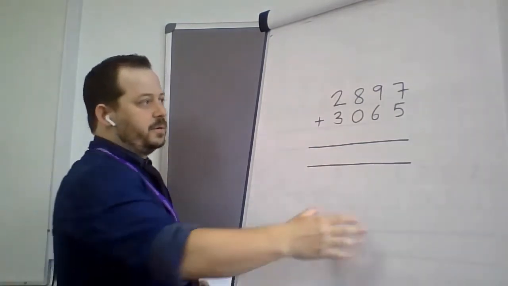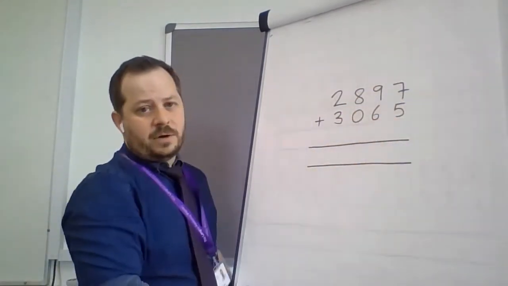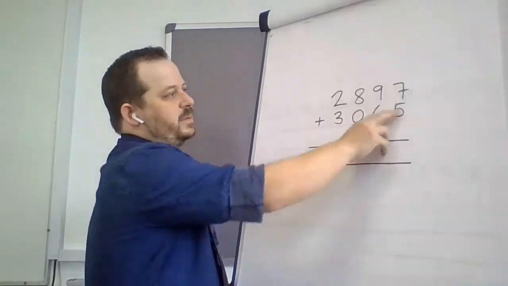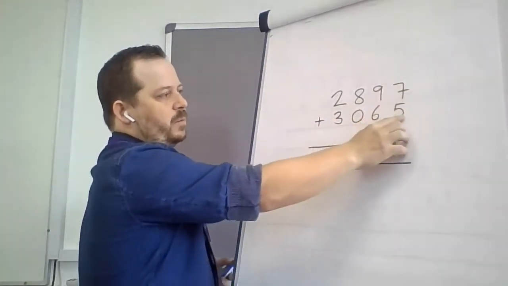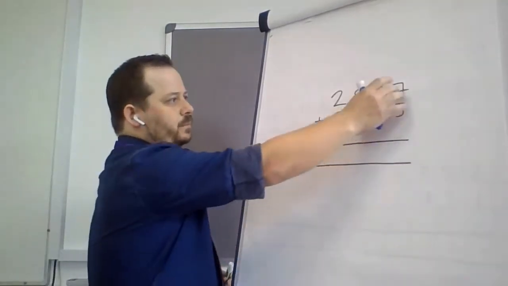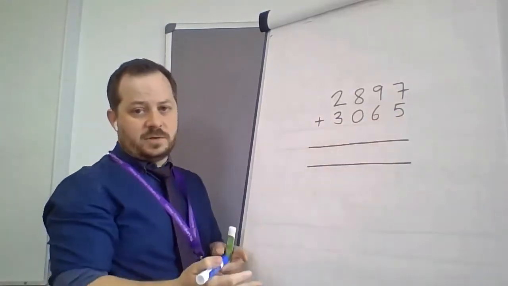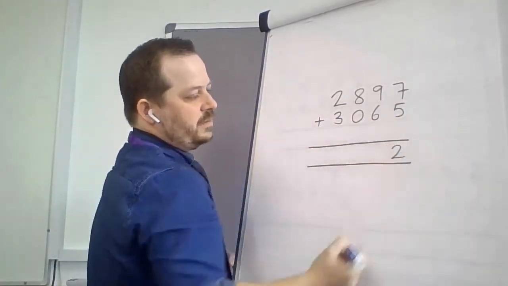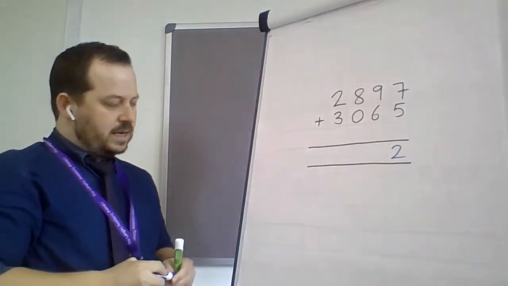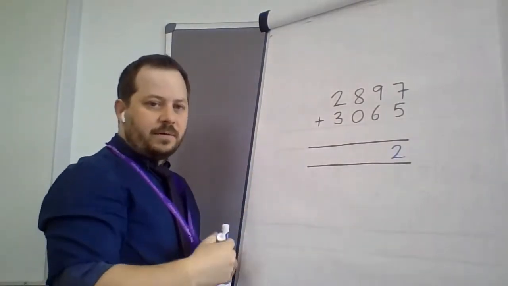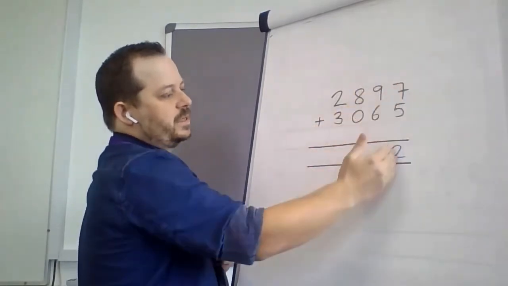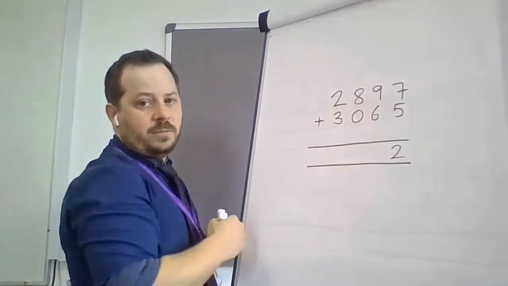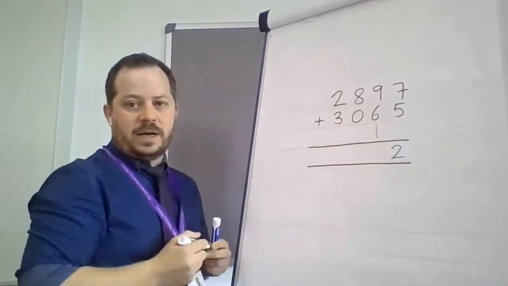The first thing we do is we start in our lowest column, whatever the lowest column happens to be. In this case, it's our ones column. We add the 2 numbers together. 7 plus 5 is 12. So the units of the answer goes in the answer here, and we carry, or we are exchanging the tens into the next column, and that's a 1. So we put the 1 in there.